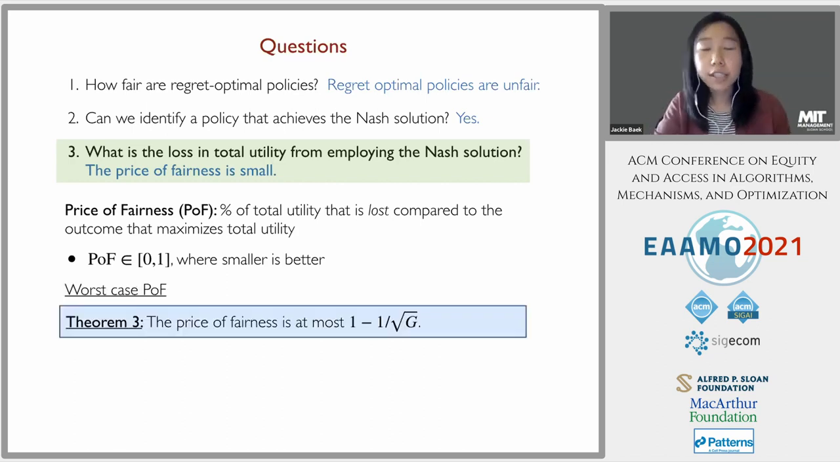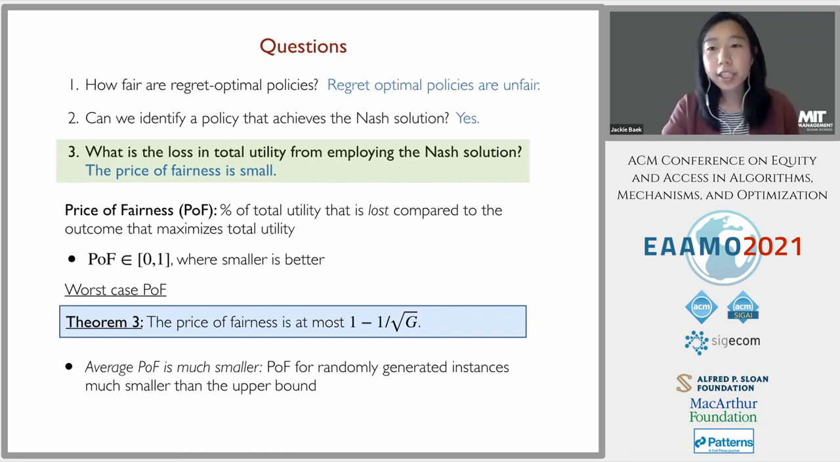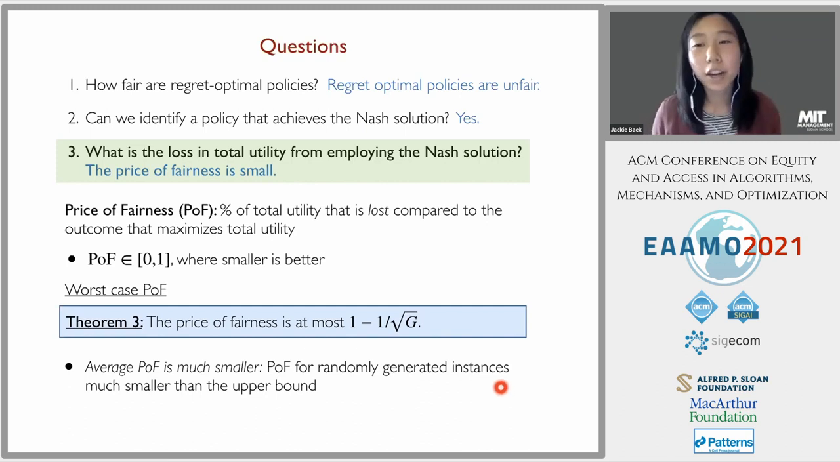We show one theoretical result, which is a worst case result. It says that the price of fairness is at most 1 minus 1 over square root of G, where G is the number of groups. So if G is small, which it usually is, then this worst case bound is also small. We also run some simulations where we generate random instances to get a sense of what the average price of fairness is, not just in the worst case. In our simulations, the price of fairness is always very small. For randomly generated instances, it's usually on the order of 10% or less, even for a large G. So we believe that we can tighten this theoretical guarantee, and it's not necessarily tight for our problem.